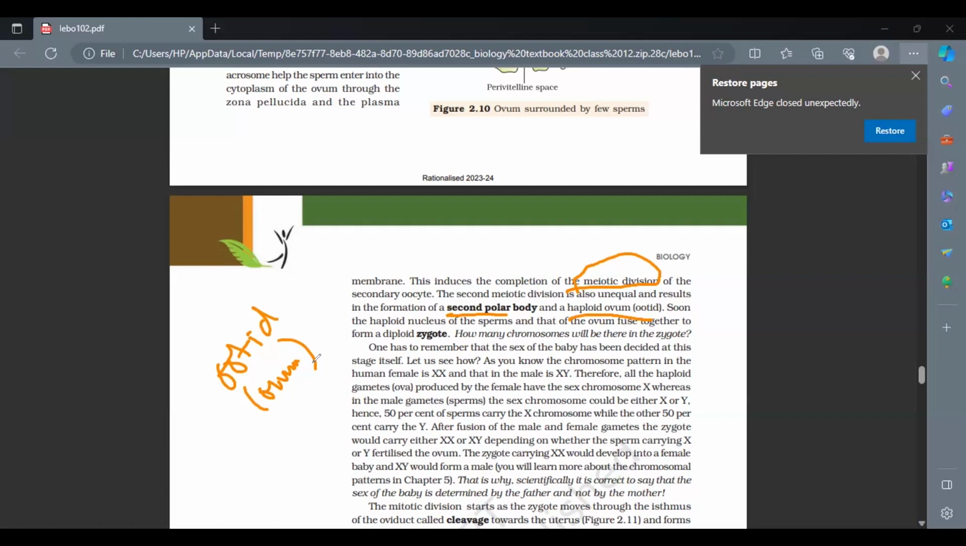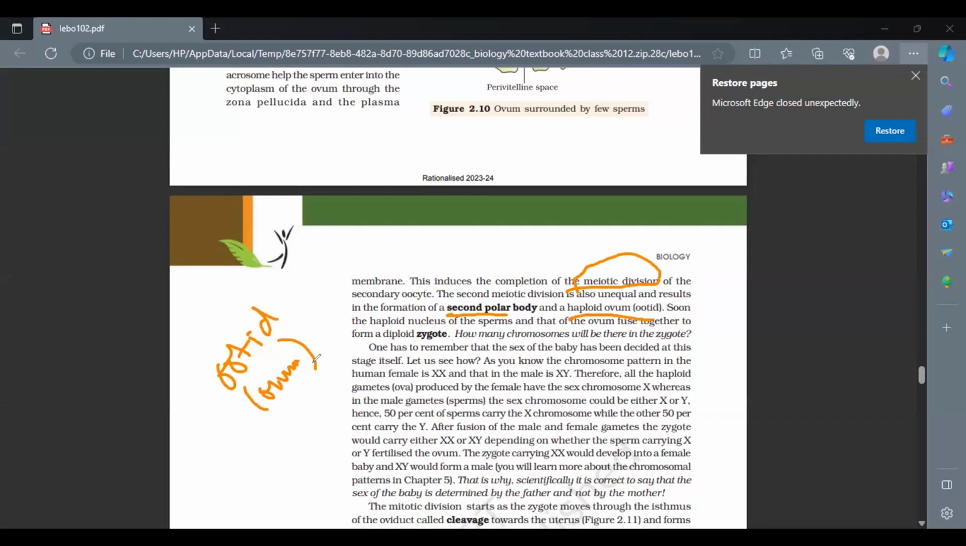Ootid is the last stage. Once the sperm secretion has entered the egg, okay, and the second meiotic phase has been completed, the second polar body has formed. Now we name the ovum as ootid, okay. The sperm along with the ootid together become what is known as a zygote.